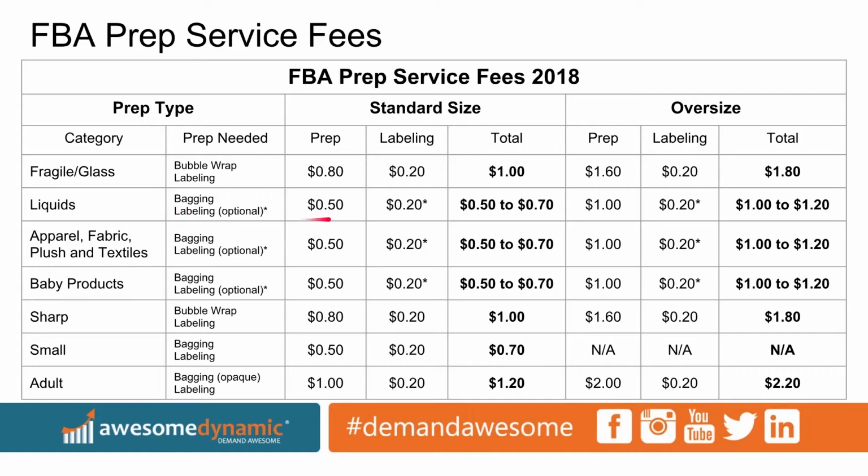So to bag liquids, you'll see that for standard size units, they charge 50 cents for the prep. Then optionally, they will be charging 20 cents per unit to add on the label. So your total is going to be anywhere from 50 to 70 cents per unit for standard size items. For oversized items, you can see once again that Amazon doubles the prep. The labeling is still the same amount. And the total is $1 to $1.20 for them to prep oversized units.